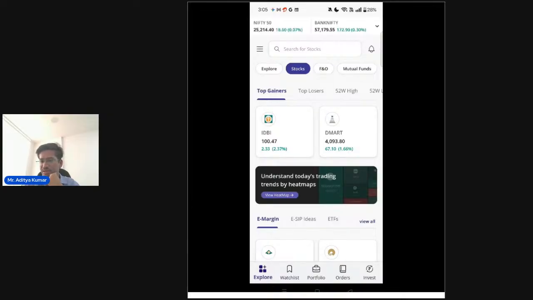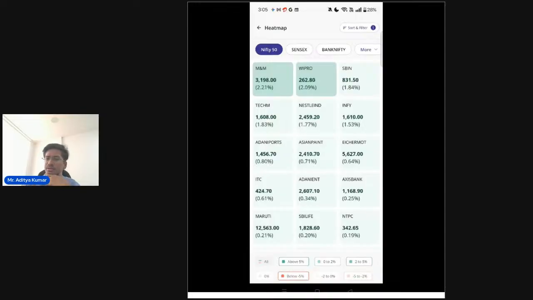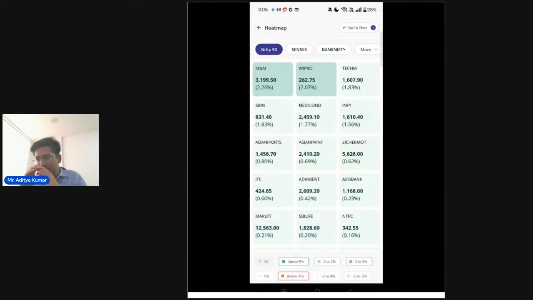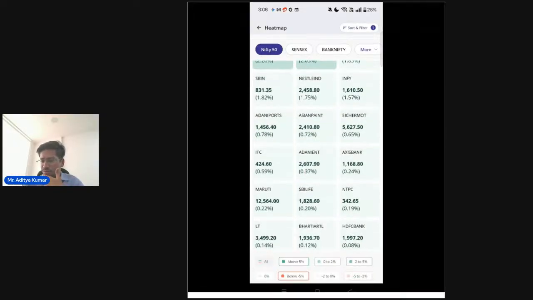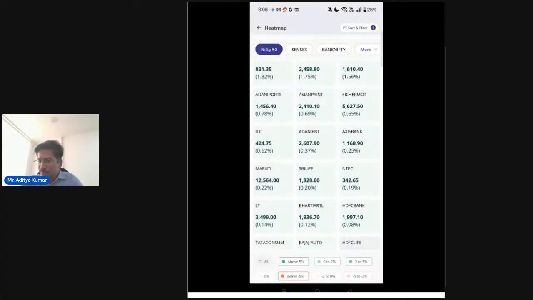This is a heat map section. You can see a detailed heat map showing the different indices like Nifty 50, Sensex, Bank Nifty, and many more. It consists of all the stocks that are moving upwards and downwards. On the bottom part of this heat map, you can see a customizable thing that you can just click on.